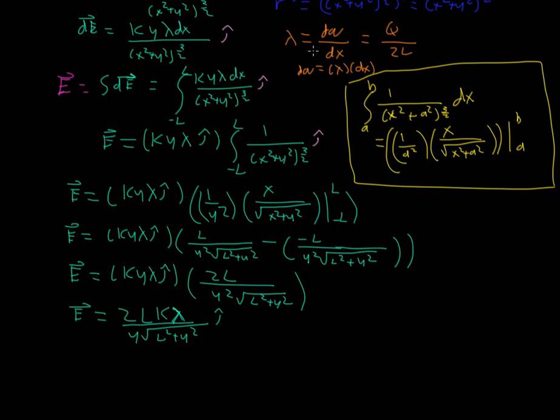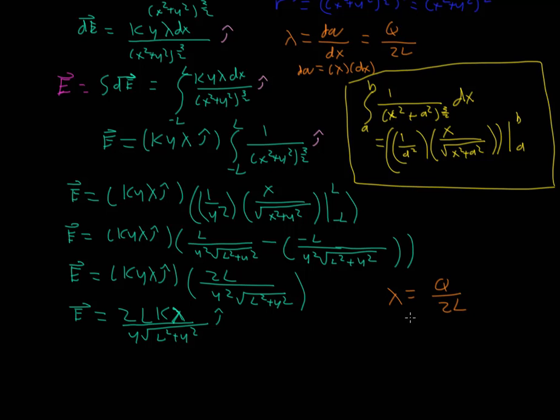Now, we earlier said that because it's uniformly charged, with uniform charge density, we have lambda equals dq over dx, which is also equal to q, the total charge of the rod, divided by 2L. 2L is the total length of the charge. So if we look at this orange equation up here, we have lambda equals q over 2L.